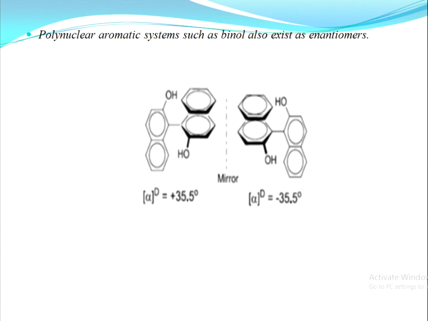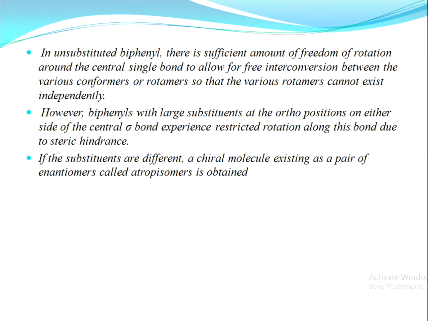So that is, if the substituents are different, they can exist as a pair of enantiomers. We can call it atropisomers.